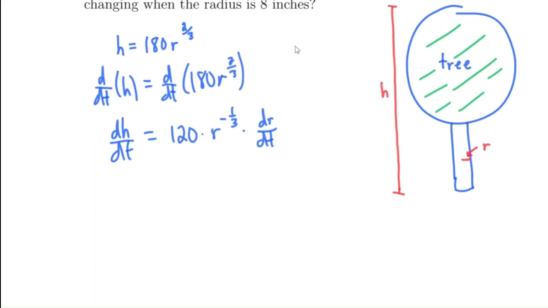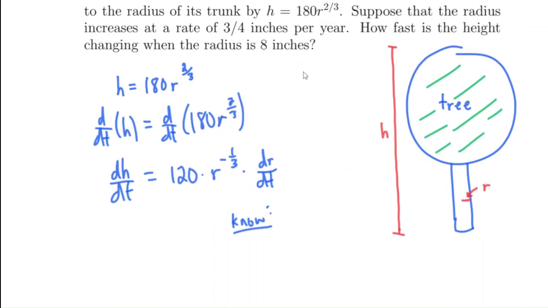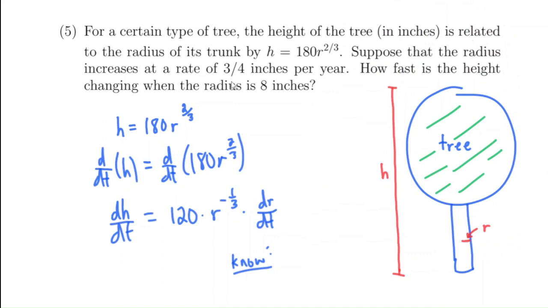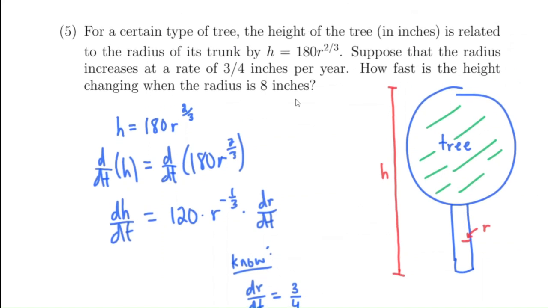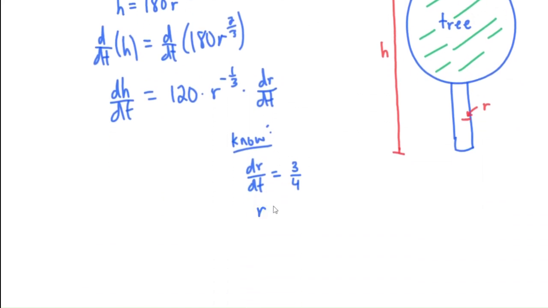Okay, so now we're going to plug in what we know, and that will help us find what we don't know. So what do we know? Well, we know that the radius is increasing at a rate of 3/4 inches per year. So in other words, dr dt, the rate of change of the radius, is 3/4 inches per year. I'm not putting the units here, but it's really 3/4 inches per year. How fast is the height changing when the radius is 8 inches? So we want to know when r is 8, what is going to be dh dt? How fast is the height changing?